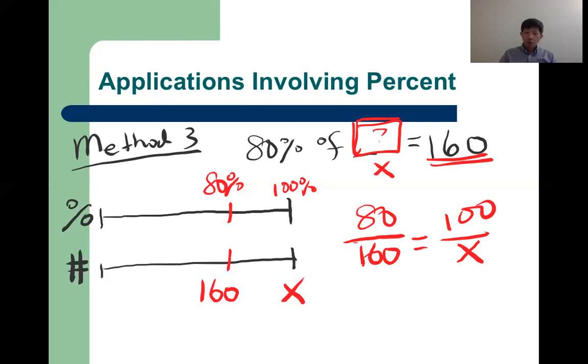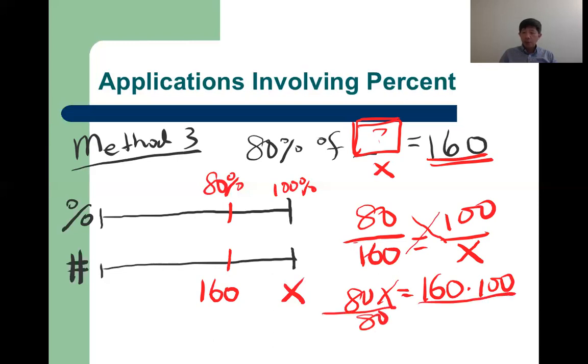Now again, we cross multiply and we can figure it out. 80x is equal to 160 times 100. Then both divided by 80, and x is equal to 200. So that is how we find the answer. It's method three. You can use a segment. The first segment represents the percentage, the second segment shows the number, and then you can use this method to figure out what the x is.